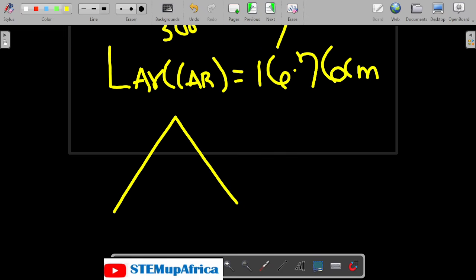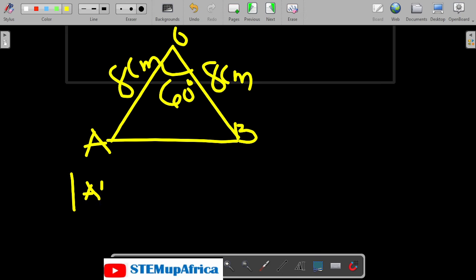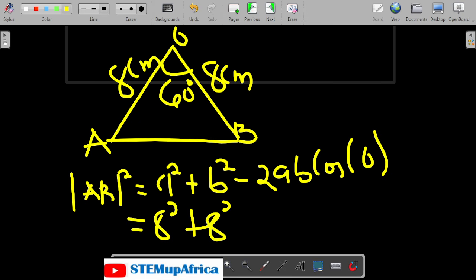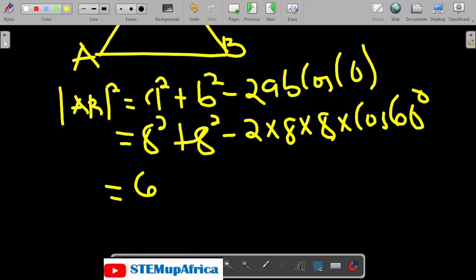AB is subtended in a single triangle here. Here is AB, here is O, here is 8 cm, here is 8 cm, here is 60. To find AB now, we apply the cosine rule. So I'm going to have AB squared equals a squared plus b squared minus 2ab cos O, which is x squared plus x squared minus 2 times 8 times 8 times cos 60 degrees. So that will give me 64 plus 64 minus 64. Cos 60 is 0.5. 0.5 times 2 is 1, so 64 will go with 64.